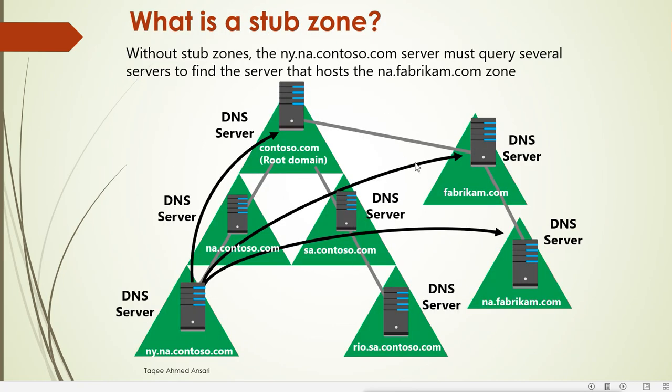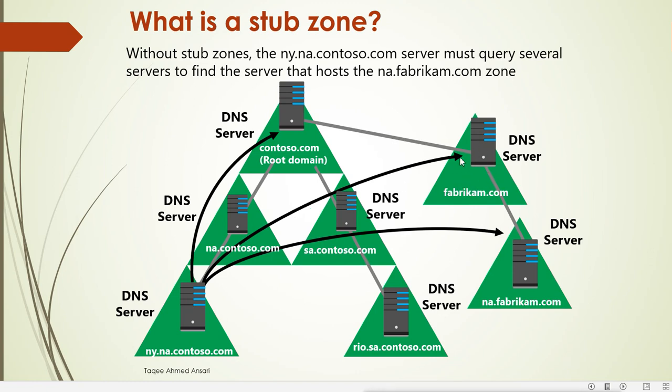For example, fabricum.com is the top level one, and this is below the top level, na.fabricum.com. If we want to create the record for this domain, it is a good idea to create a stub zone. But if we want to create it for fabricum.com, we can create the forwarders from here to there.